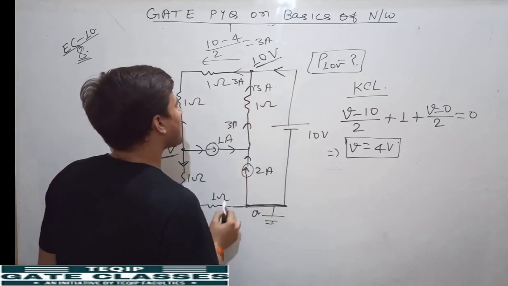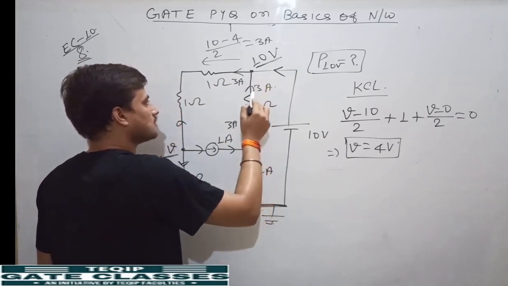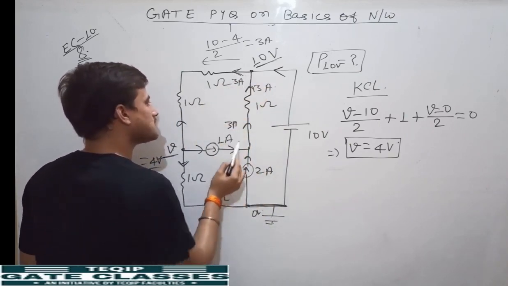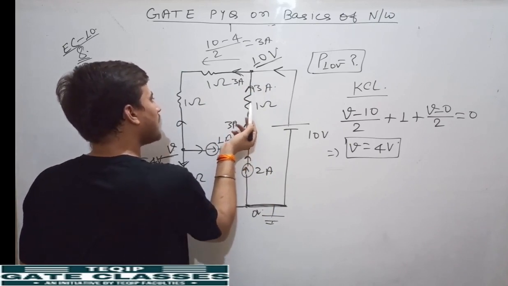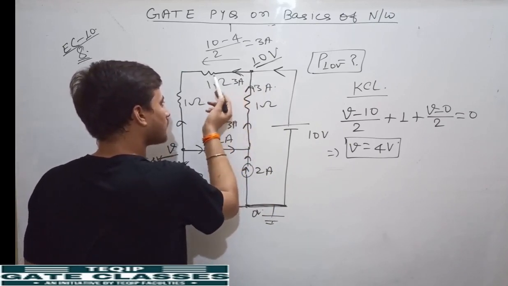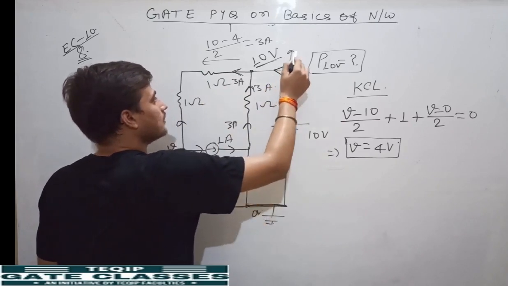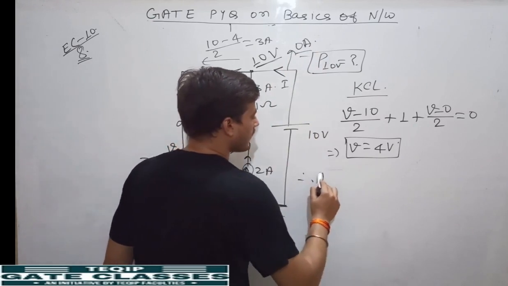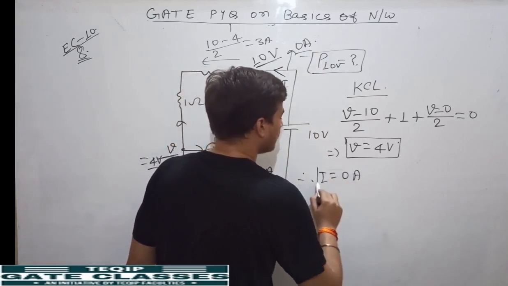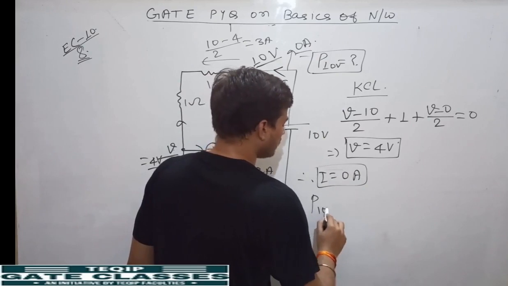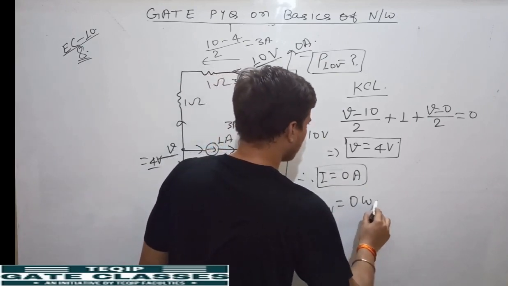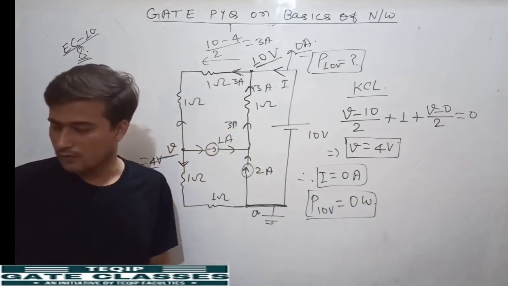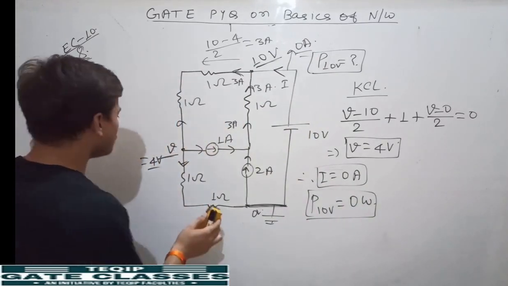Once you apply Kirchhoff's current law at this node, you know the current coming out is 3 ampere, current incoming is 3 ampere. That means 3 ampere of current is being supplied by this branch and it is totally coming out from this branch. So here the current will be 0 ampere. So you can write I equal to 0 ampere. That means power of the 10 volt source will be equal to 0 watt. Power delivered by the 10 volt battery will be equal to 0 watt. Clear?